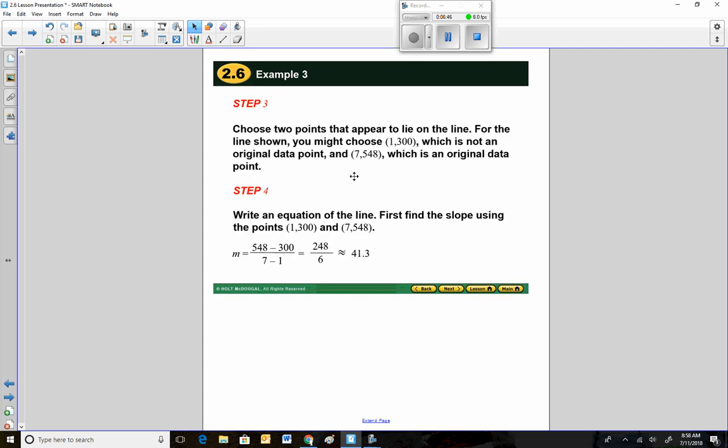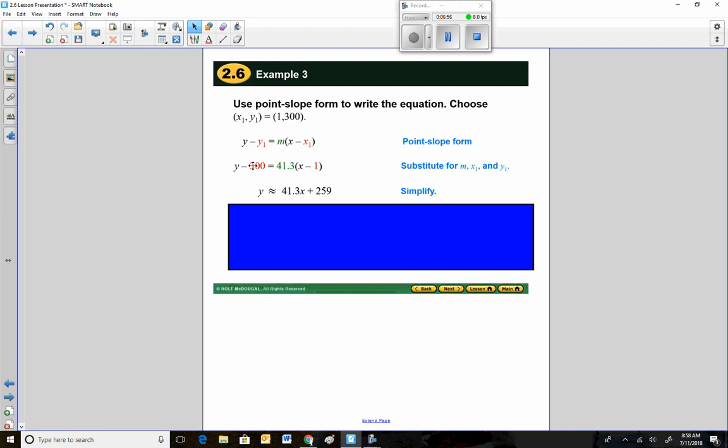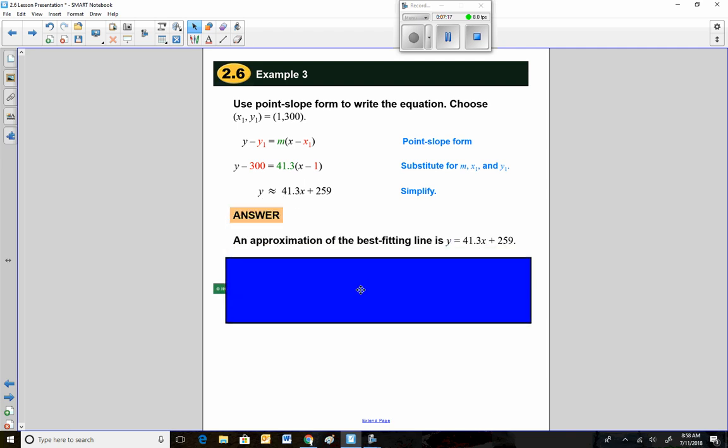How do you write it? Well, first of all, you take the 2 points and get the slope, 41.3. And then you can plug it into the point slope formula. So the point slope formula looks like this. You can plug in either point; they chose to use the (1, 300) point. So you plug in your 1 right here, plug in your 300 over here, and plug in your slope. Multiply, distribute, and then solve, and you get y equals 41.3x plus 259. And so that is your best fitting line equation.